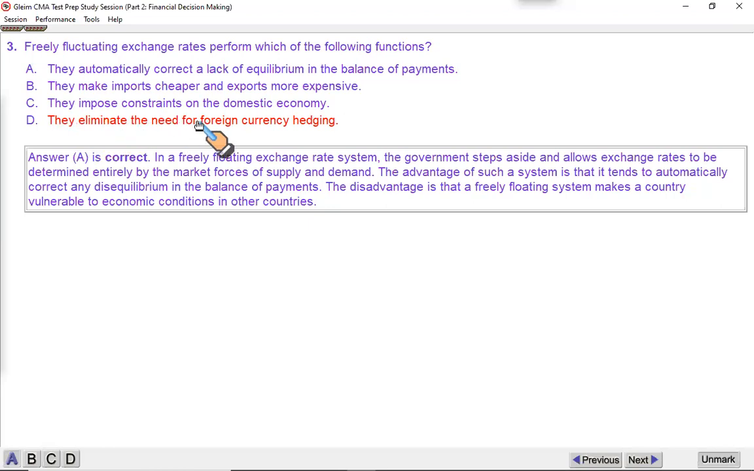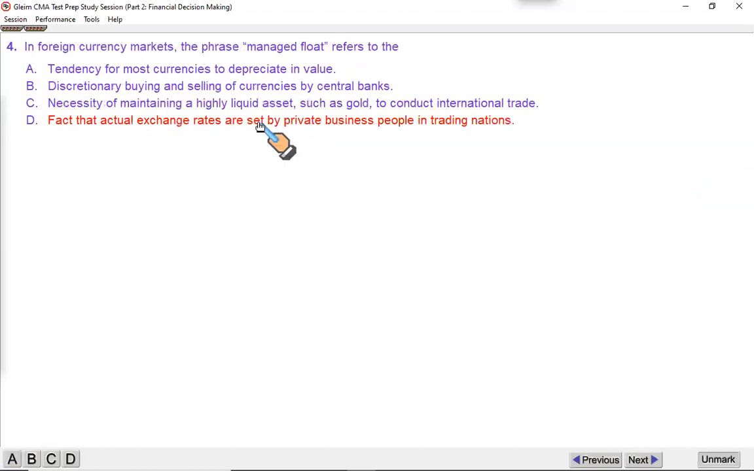They eliminate the need for foreign currency hedging. Free float means exchange rates will keep on moving, keep on changing, which means you are exposed. You need protection. So in this case, you will need more currency hedging, not less. It would require more hedging because the currency will be quite volatile. So that's why D is not the right answer.